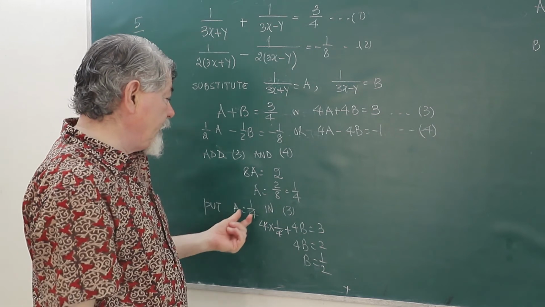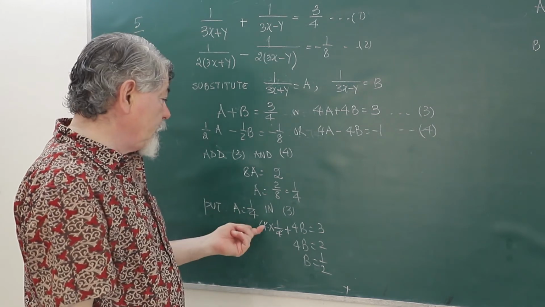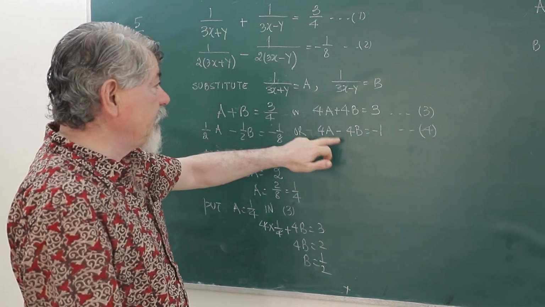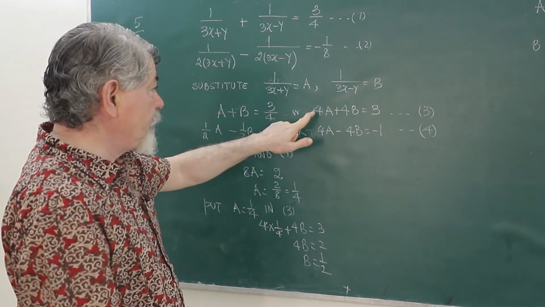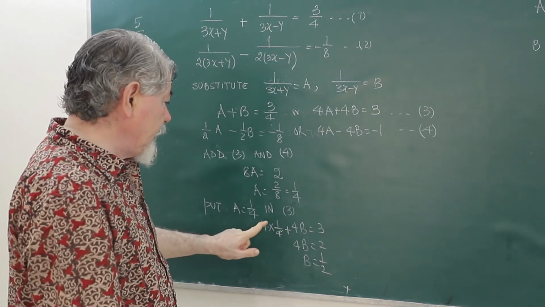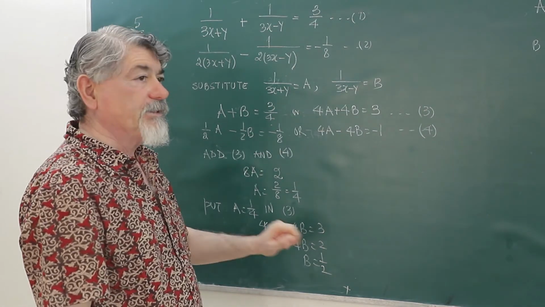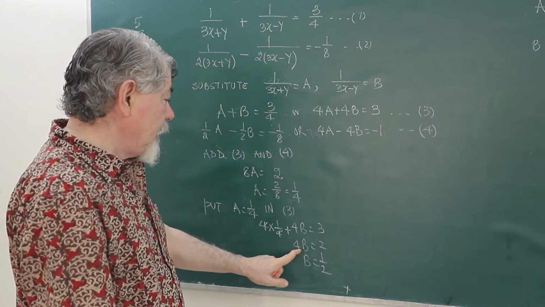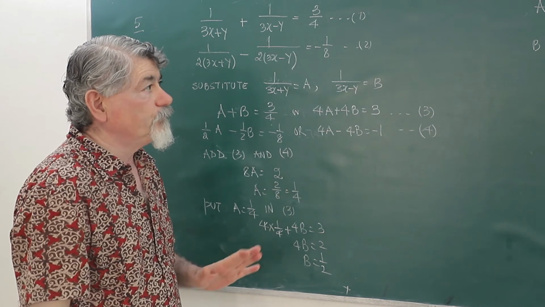Once I get the value of a as 1 upon 4, I'm going to put a as 1 upon 4 in either equation 3 or equation 4. So if I put it in equation 3, 4 into 1 upon 4 plus 4b is equal to 3, or 4b will be 2, so b will be 1 upon 2.